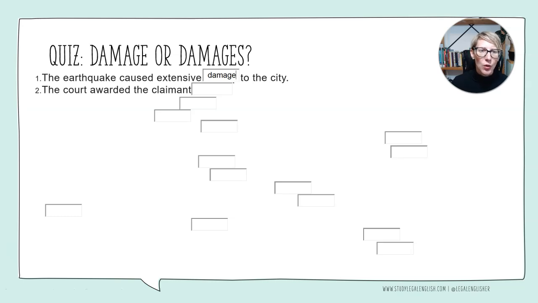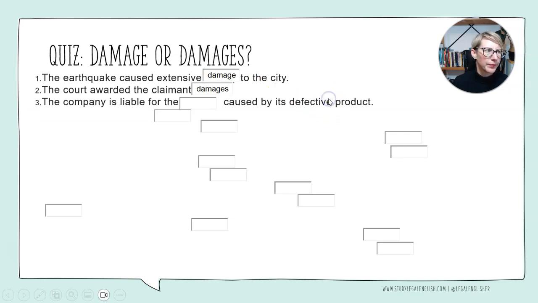Number 2. The court awarded the claimant blank. What do we think it is? Well, the court can't award damage. They can't give a claimant loss. So it must be damages. The court awards a remedy. The court says, you, the defendant, must pay money to the claimant. Let's look at the next one.